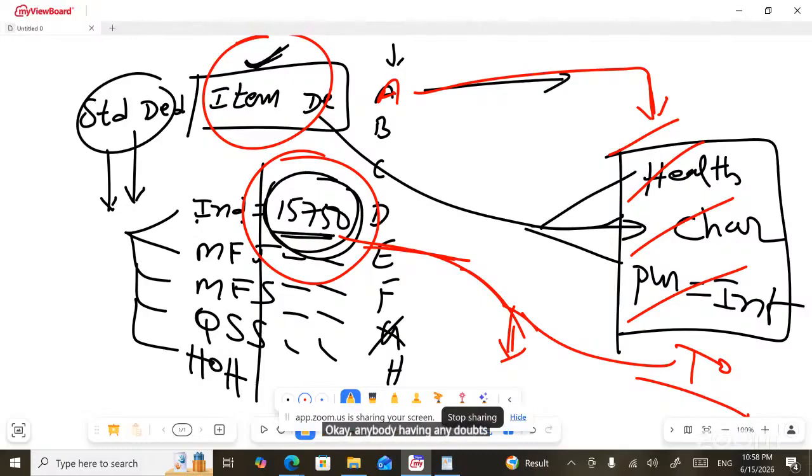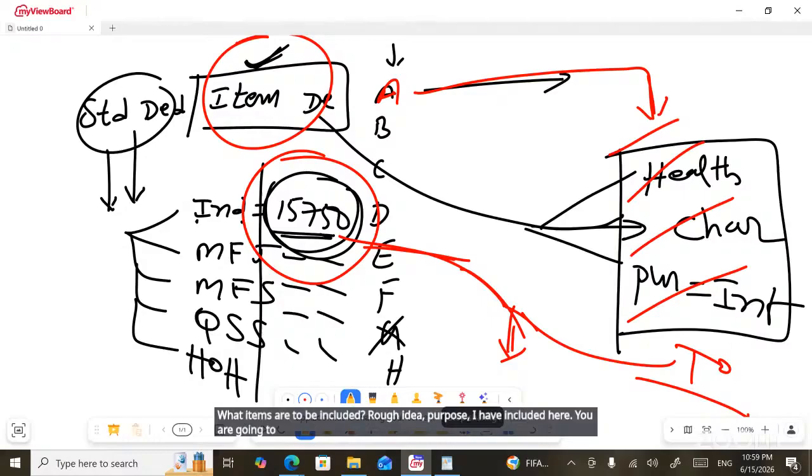Sir, what is that, sir? Health insurance, sir? Charity health insurance or health? Yes, sir, health. Health in the sense what, sir? Health cost and health purpose spent money. Just what items are to be included, a rough idea, the purpose I have included here. You are going to cover this topic completely. It requires 7 to 10 hours of explanation of all these items.